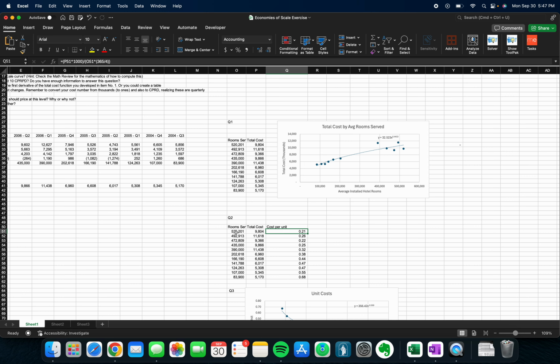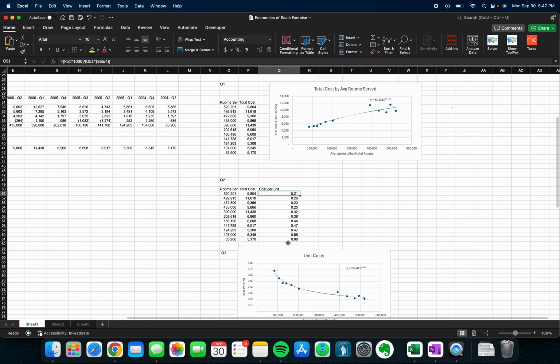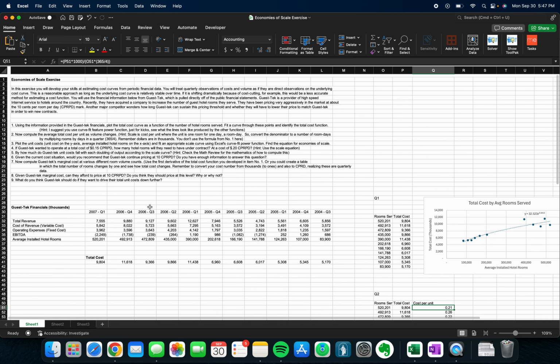Obviously, as the company services more rooms, they're in economies of scale at this time, or I guess we'll go over that in a second, but they're in economies of scale, so their cost per unit decreases.